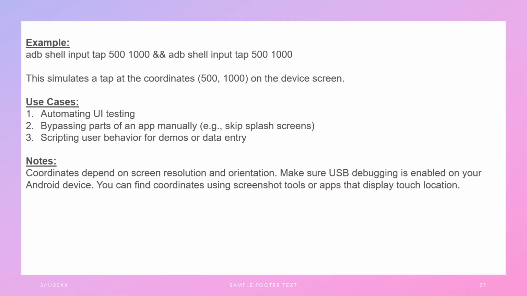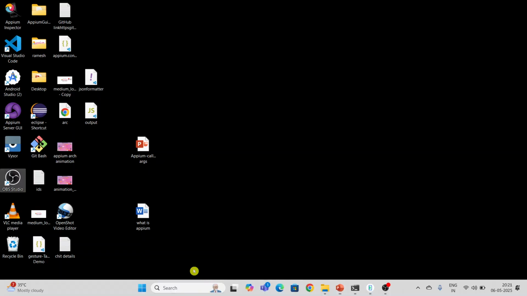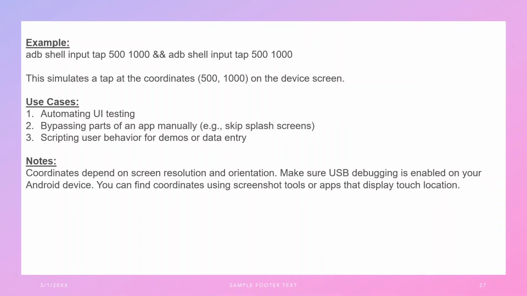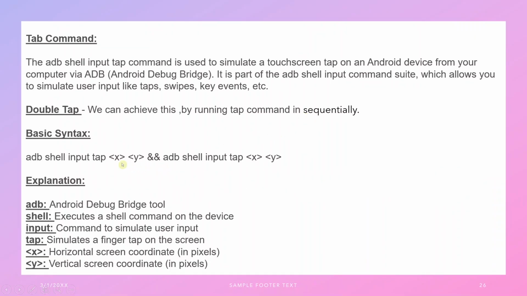Before going to the example, we'll open the simulator. I have to provide the double tap here, means in a single command line I have to provide it like this. This type of gesture I need to perform on this checkbox. Check and check, I need to perform. So I have to get the x and y coordinates. If you see the syntax, I need to provide the x and y coordinates. It will be the same for this command line and this command line.